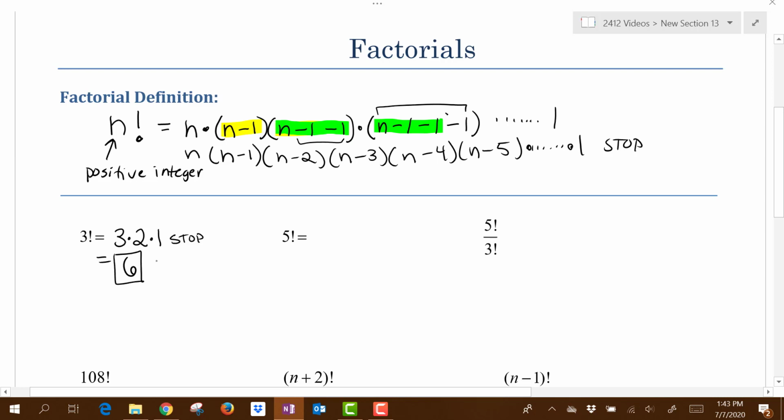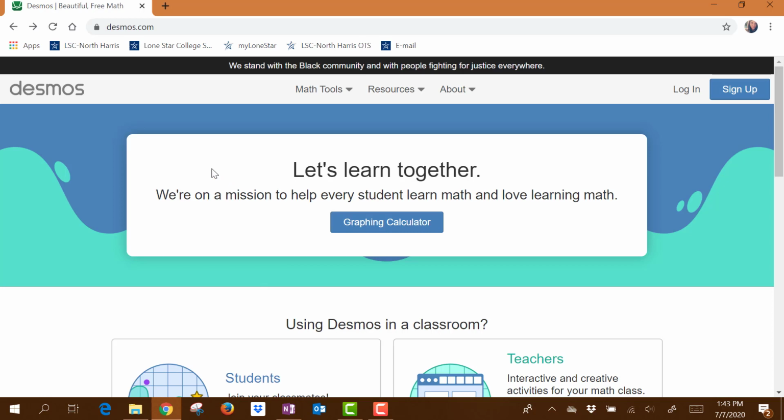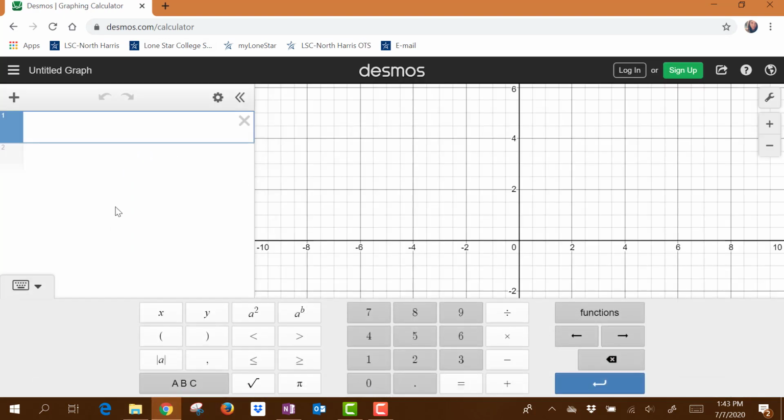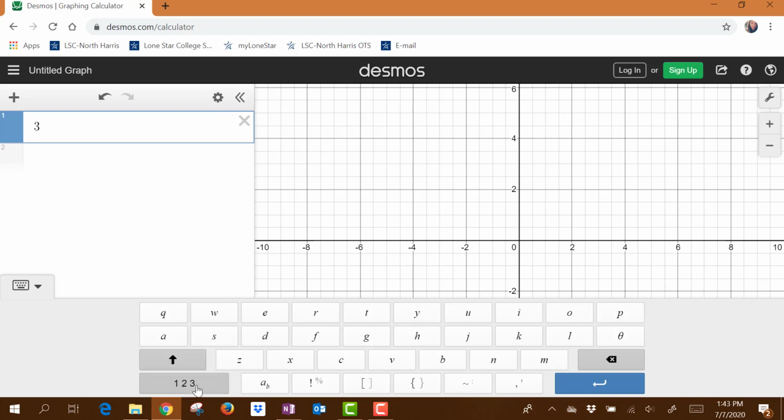Now we can also do this in a calculator, and I'm going to pull up Desmos, so desmos.com, and I'm going to click on Graphing Calculator. And I'm going to go to the keyboard, and I'm going to type in 3, and then if you go down here to ABC, you have an exclamation point, and it tells me that the answer is 6. So you can do these in Desmos as well.